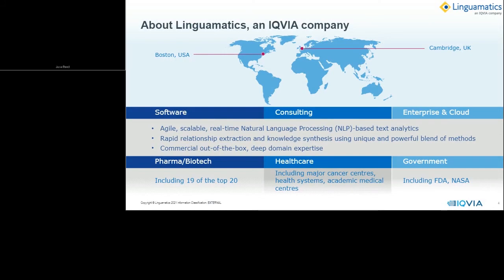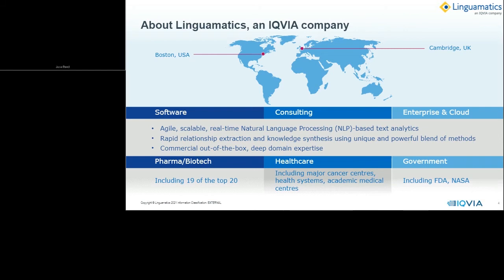First of all, a little bit about Lingomatics. As you probably know, Lingomatics is an IQVIA company, part of the overall IQVIA brand, but very much operating as an independent company. We're headquartered in Cambridge, UK, and have our US headquarters in Marlborough, just outside Boston. Lingomatics provides software and consulting which we deliver based on enterprise and cloud solutions. Our core platform is a natural language processing, or NLP-based text analytics platform. What NLP is really about is extracting and synthesizing knowledge from text, going way beyond keyword search. The software is out of the box and ready to use straight away.